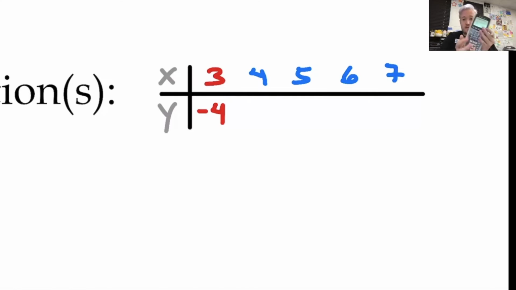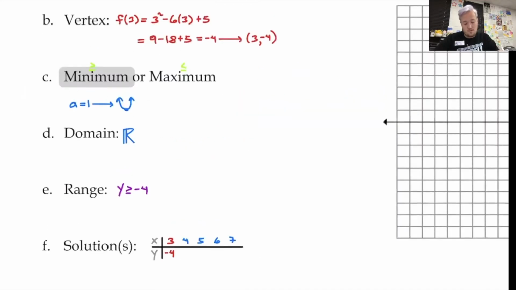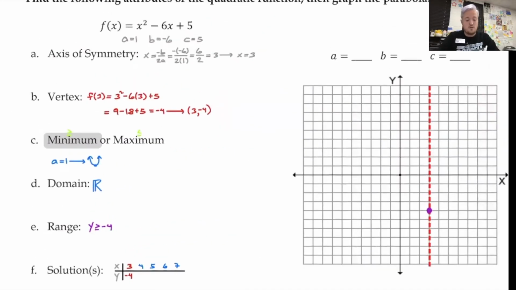If you have a TI, then you need to press y equals, then plug in your function, x squared minus 6x plus 5. Once you have that in y equals, press second y equals, and that will take you to the table. Then you can just scroll and find those corresponding values. We want 4, 5, 6, and 7. So let me get my Casio.